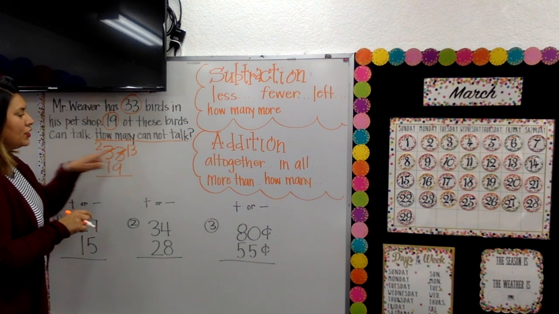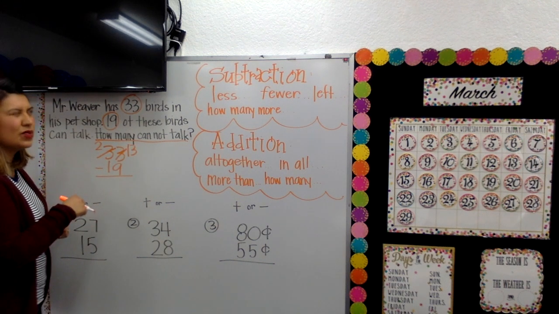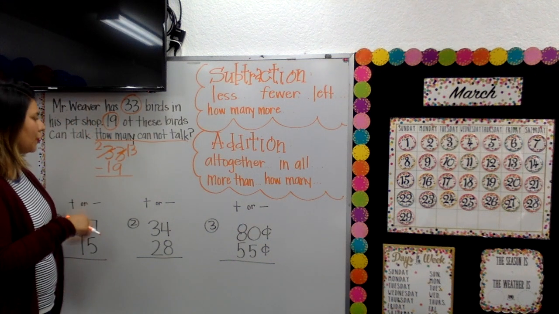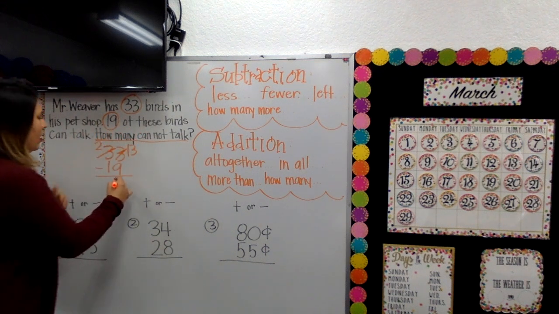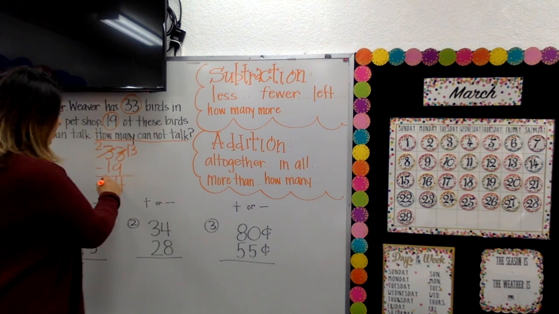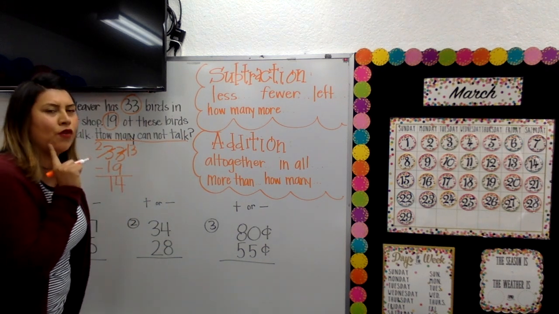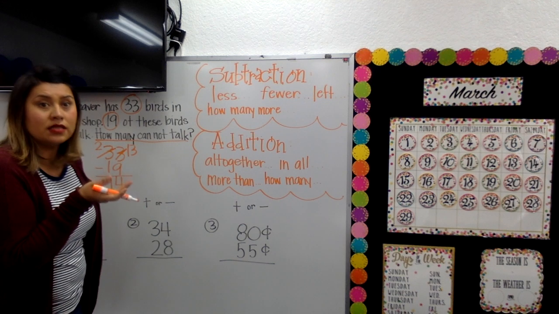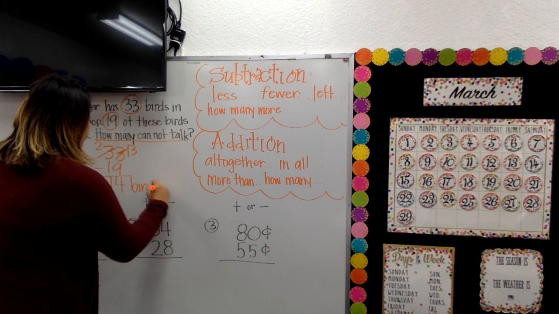Ion, very good. 13 take away 9. Well, we can count up from 9 to 13 or count backwards. Let's count backwards because we haven't done that in a while. Start from 13 and count back to 9. 13, 12, 11, 10, 9. There's a difference of 4 there. And 2 take away 1 is 1. Very good. So how many birds cannot talk? 14. 14 balloons? Is that what we're talking about? Flowers? 14 dolls? Oh, you're right. 14 birds. Make sure you label it.